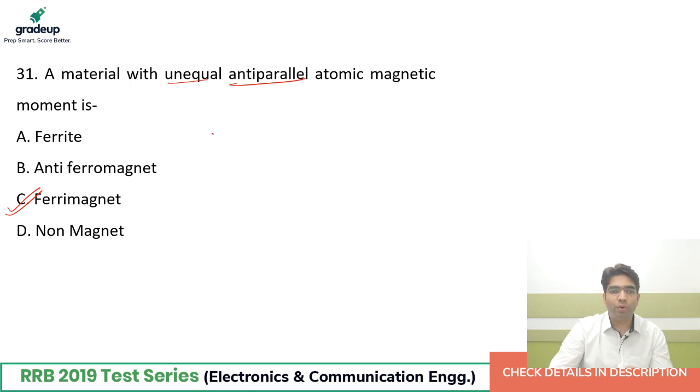Antiferromagnetic have equal and opposite orientation of dipoles. Antiferromagnetic has equal and opposite dipole moments.